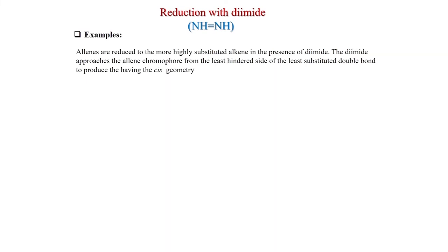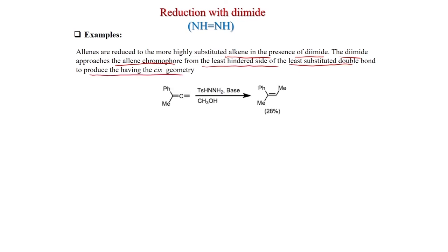Allenes are reduced to the more highly substituted alkene in the presence of diimide. This diimide approaches the allene chromophore from the least hindered side of the least substituted double bond to produce the product having the cis geometry. So, this is the allene, and now hydride delivery takes place from this. So, NH comes like this, and from this side hydrogen adds, so methyl and phenyl become cis. So, less hindered side and least substituted double bond.